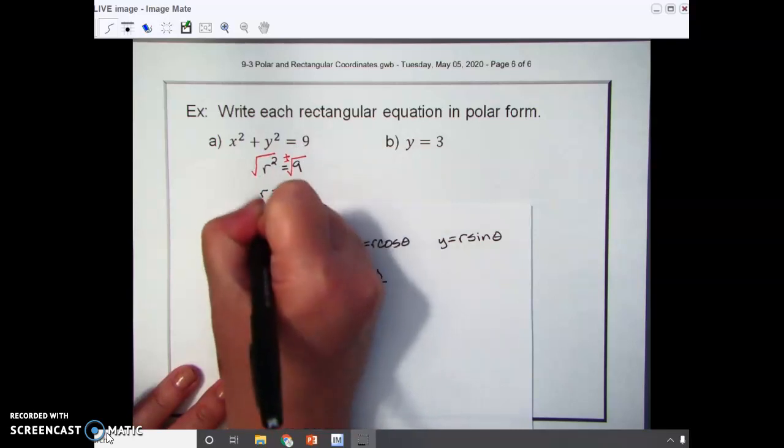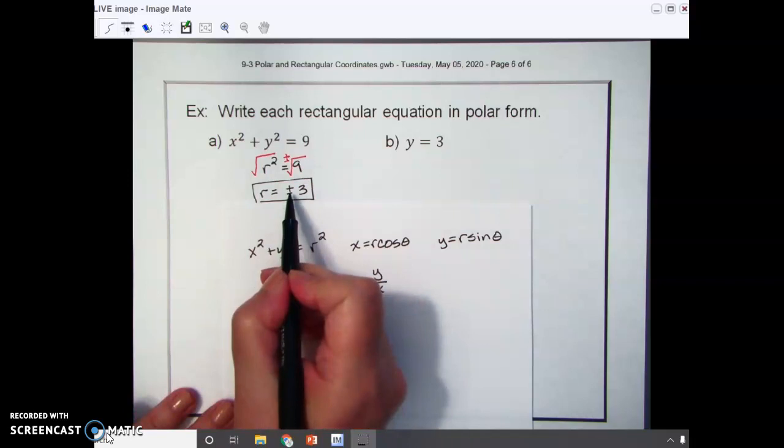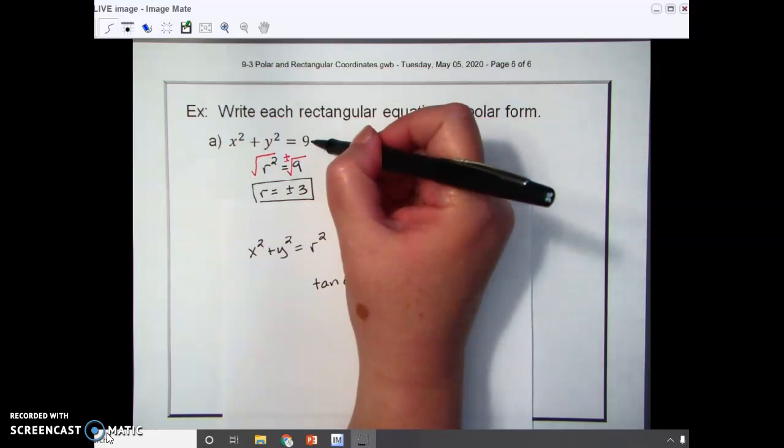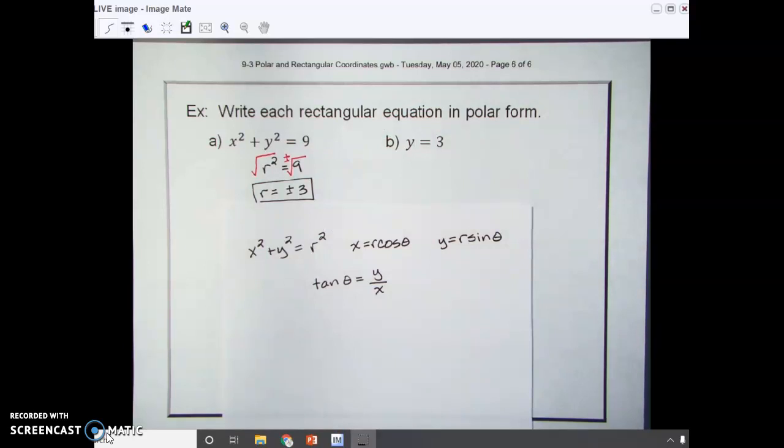minus 3. So what that means is for each angle value that I go to graph with, I can either go forward 3 units or I could go backwards 3 units. But either way, we would end up with a circle centered at the pole with a radius of 3. And up here, we had a circle centered at the origin with a radius of square root of 9, which is also 3. So it's exactly the same graph, just written in a different form.